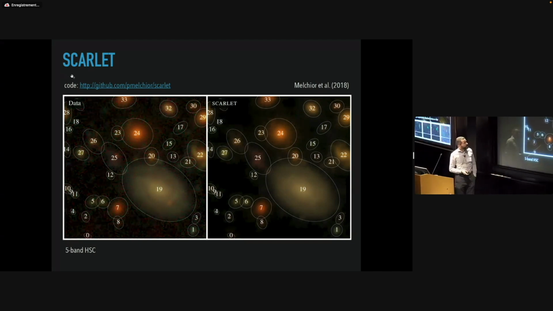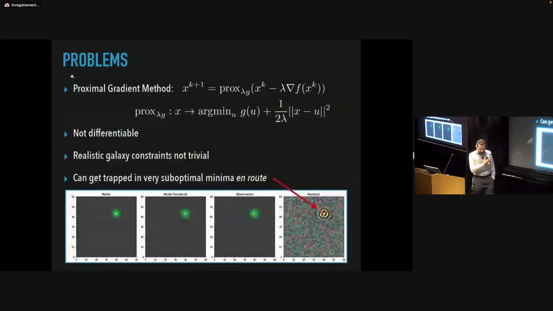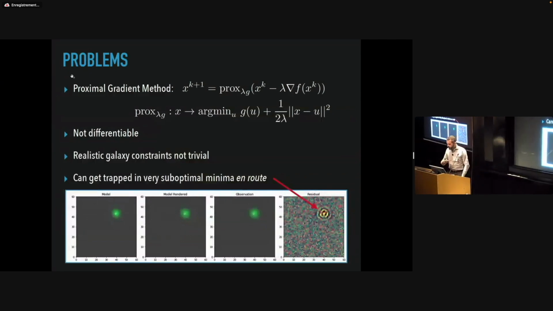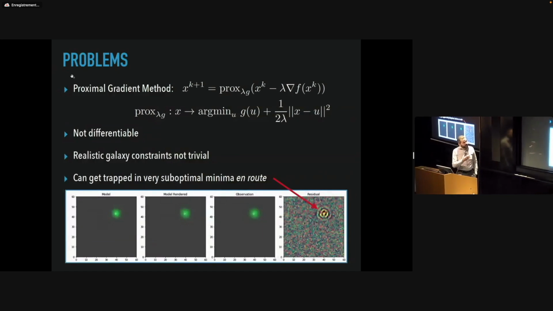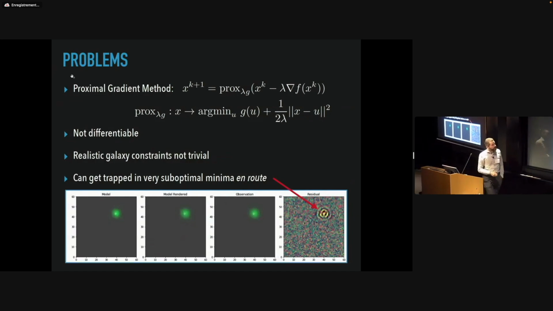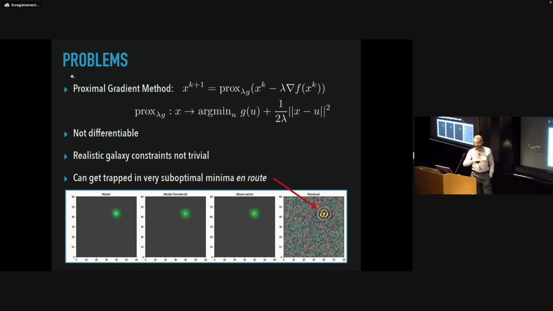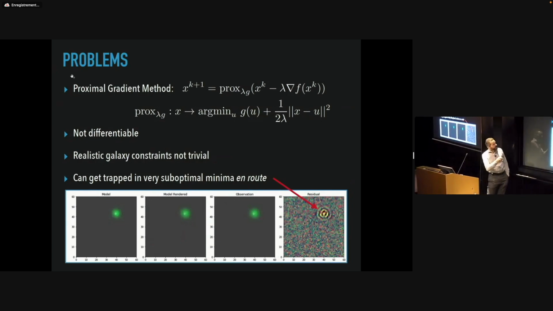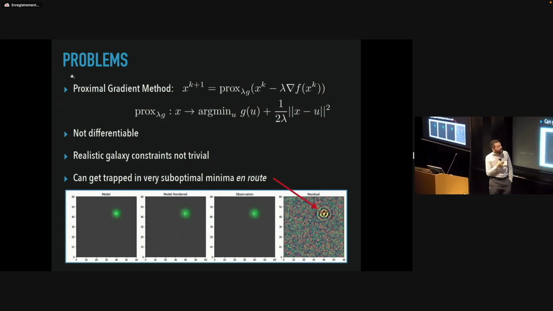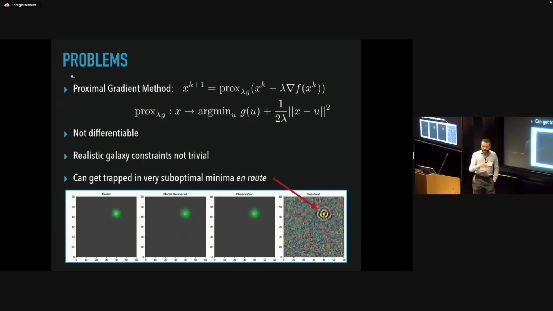But there are problems with this approach. The use of constraints that we are using here requires an algorithm called proximal gradient methods, which is a method where you take a gradient step, which you can see on the top right. And then in order to ensure that the solution obeys the constraints, such as positive emitters, you have this proximal mapping, and that's not differentiable.